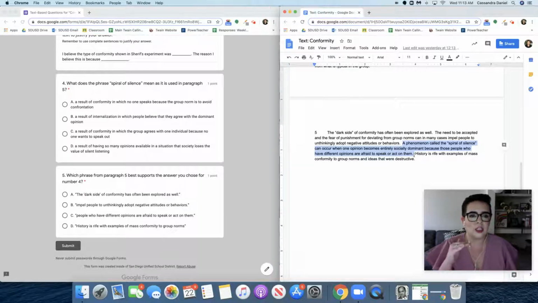You're going to need to know this for numbers 4 and 5, because number 5 also says which phrase from that paragraph best supports the answer you chose for number 4. So obviously you need to answer number 4 first. Pick which one shows the spiral of silence most closely. And then number 5, why do you think that? So these 4 pieces are lines from paragraph 5. You're going to need to ask yourself which one best supports the answer I chose for number 4. All right, let me know if you have any questions on this. I'm happy to help.